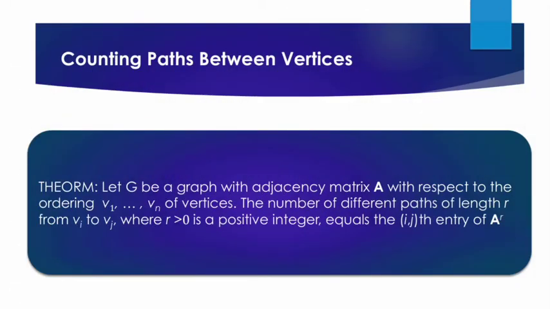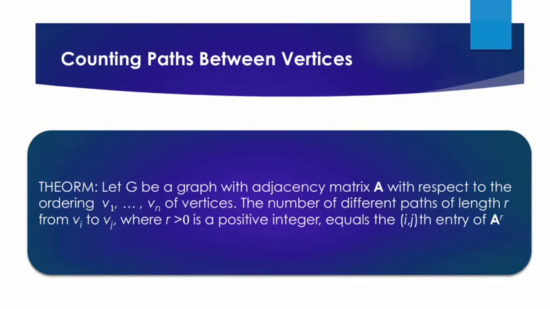So the number of paths between two vertices in a graph can be determined using its adjacency matrix. And this is basically another theorem for us to understand. Let G be a graph with adjacency matrix A with respect to the ordering V1, V2, ..., Vn of the vertices of the graph, with directed or undirected edges, or with multiple edges and loops allowed. The number of different paths of length r from vi to vj, where r is a positive integer, equals the entry at row i, column j of A to the power r.